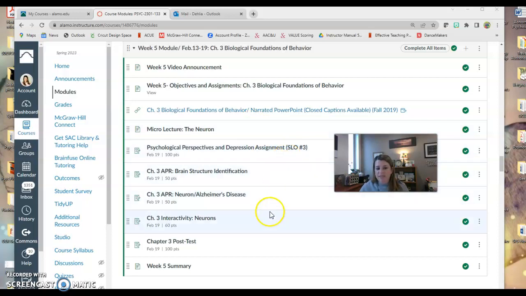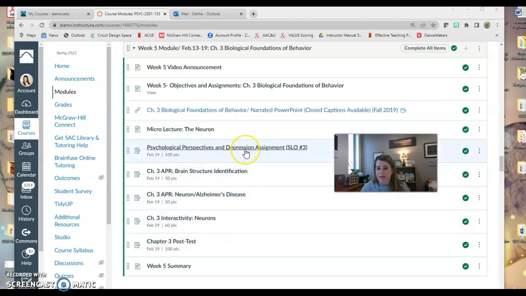So this week, the assignments that you have, all due by Sunday, February 19th, is this first one. Here's a writing exercise. I'm going to come back to it in just a minute. As far as your Connect assignments, you have 3 chapter 3 Connect assignments: one on brain structure identification, one on the neuron and its interaction with Alzheimer's disease, and then an interactivity assignment on the neuron. Those 3 Connect assignments help you elaborate and practice with the material you're learning this week. And then, of course, your chapter 3 quiz. All of those are in Connect, all due by Sunday, February 19th.